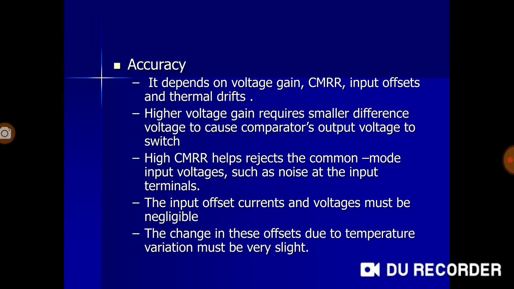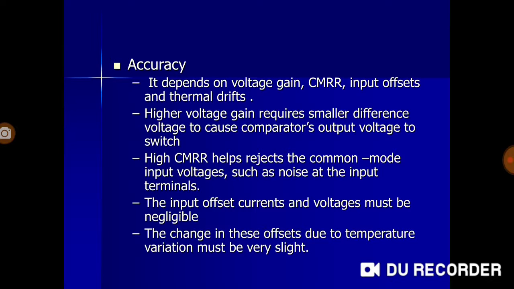The first thing is voltage gain. If the voltage gain is higher, then it requires a smaller difference voltage to cause the comparator's output voltage to switch, because it can amplify correspondingly, and then the output voltage will naturally switch if the voltage gain is high. Next comes CMRR. If CMRR is high, then it rejects the common mode input voltages. Common mode input voltages usually comprise noise, so that gets eliminated at the input. If the CMRR is very high, the noise at the input terminals is rejected.